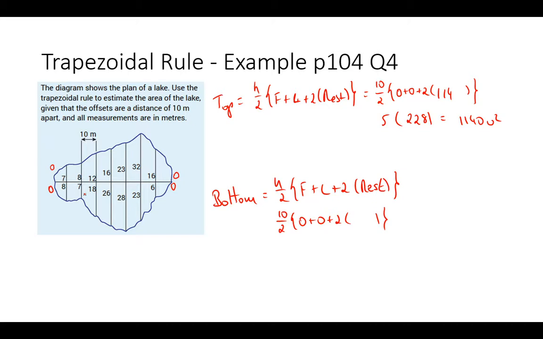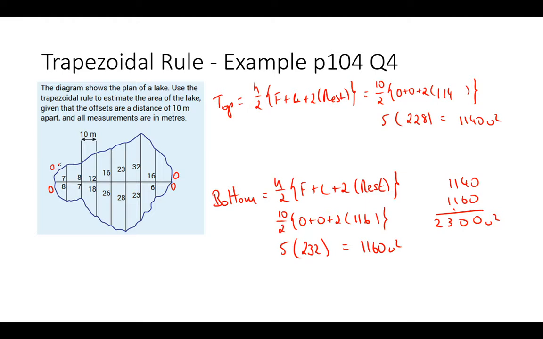So let's add up the heights down here. Again we've got 8 plus 7 plus 18 plus 26 plus 28 plus 23 plus 6, and that comes out as 116. So 5 times 2 times 116 is 232, and when we multiply that by 5 we get 1160 units squared. So therefore the area of the entire shape is obviously the two added together, 1140 plus 1160, which gives me 2300 units squared, and that is an approximation of that particular area.